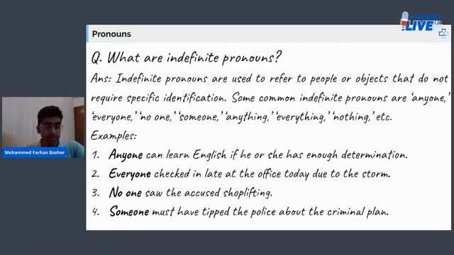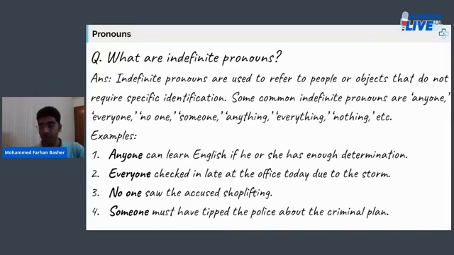Anyone can learn English. So you're not specific about it, right? Now, everyone checked in late at the office today due to the storm. You mean all the people that go to your office, right? But you're not being specific enough about them. So you just say everyone. Everyone checked in late at the office today. If you wanted to be specific, then definitely you would have to take the people who came in late. Yeah, you would have to take their names, right? So everyone checked in late at the office today due to the storm.